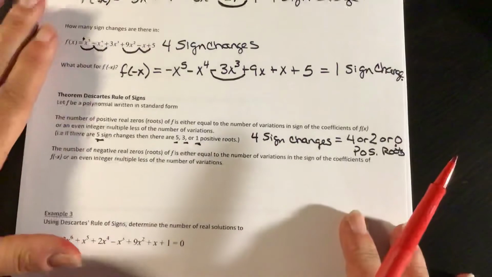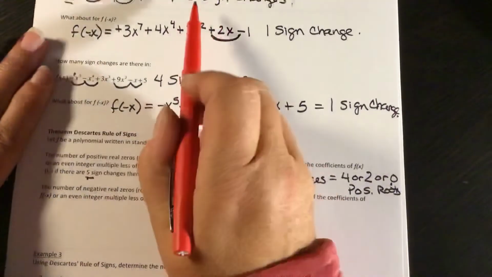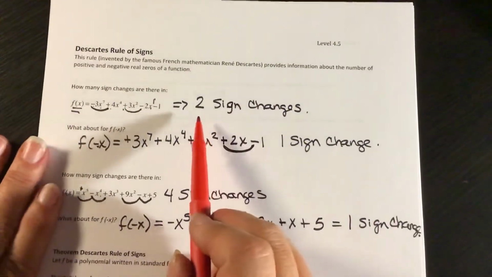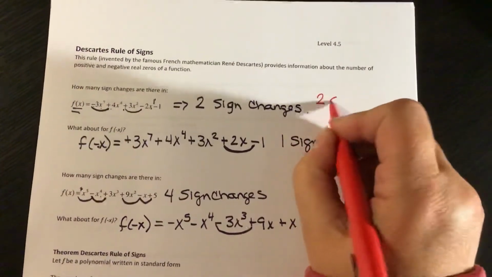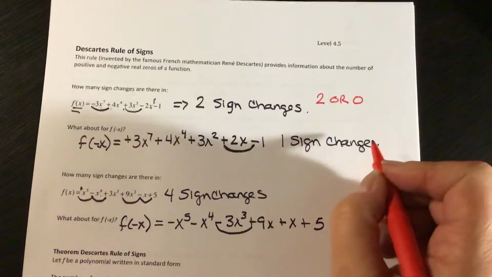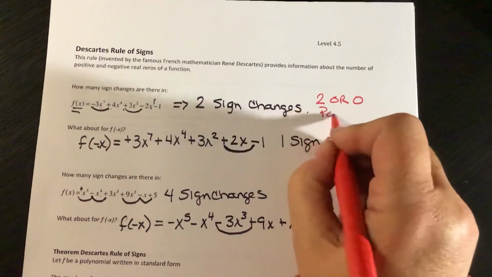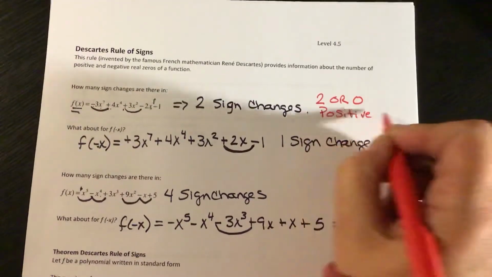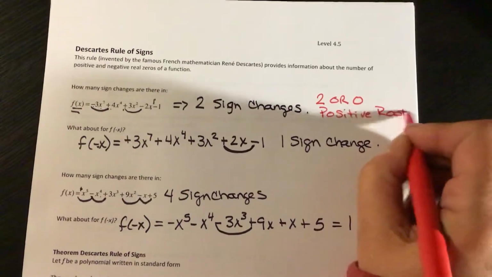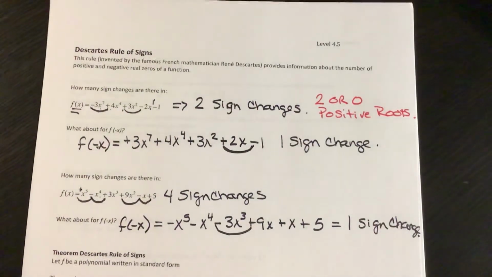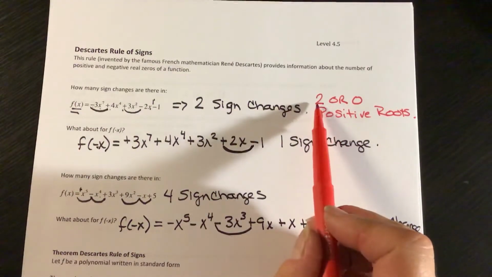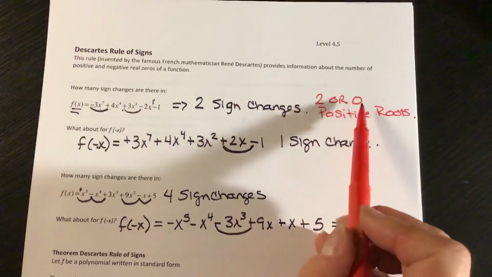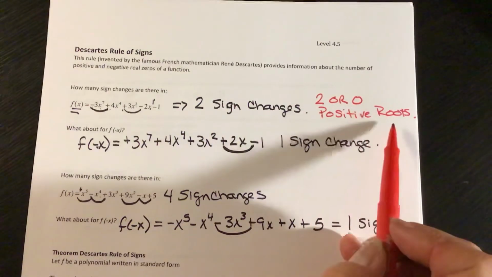So if I go back up here, if I have 2 sign changes, I could have 2 or 0 positive roots, or positive zeros. So my zeros could be positive 1, positive 2, positive 3, but I can have at most 2, or I can have no positive roots.